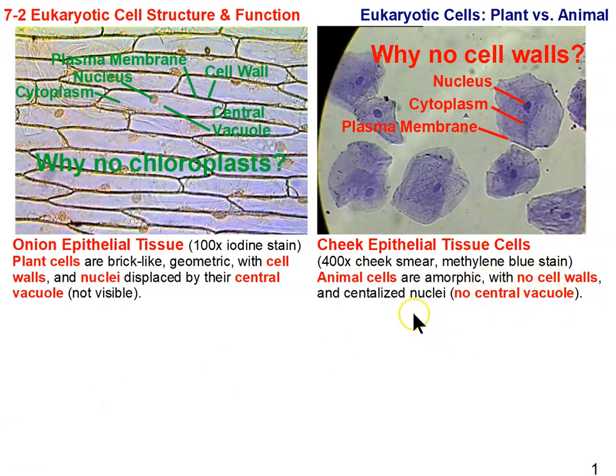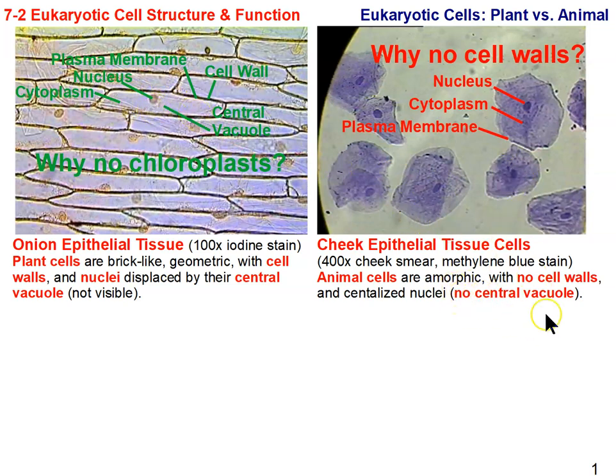Because there's no cell wall, animal cells typically have a centralized nucleus. So the nucleus in an animal cell is typically near the center of the cell, and it is usually the largest organelle in an animal cell. Whereas in the plant cell, the largest organelle is going to be that central vacuole.